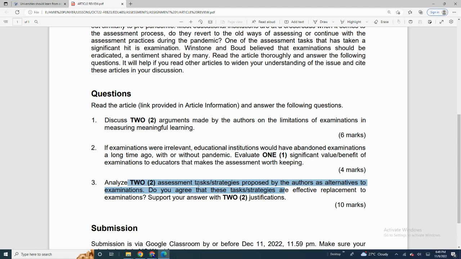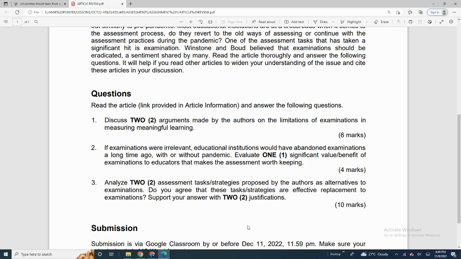Analyze these two strategies that you have selected based on what the authors have presented, and evaluate whether these assessment tasks and strategies are a good alternative or replacement to examinations. Do they provide similar data? Do they provide similar evidence of learning? Are they worth using in replacement of examinations? So what would be your argument? You have to find two and see how good these two are in relation to replacing examinations.